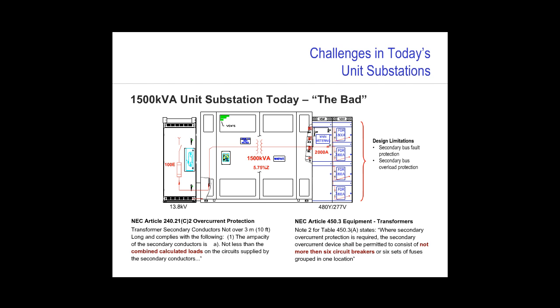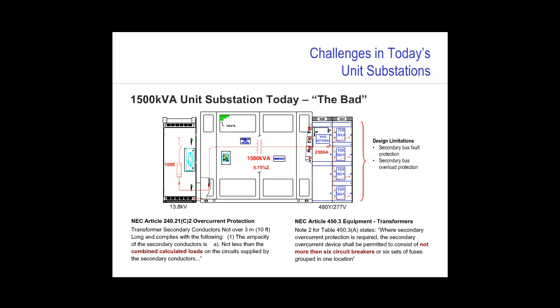You can see here that in this design we have some inherent limitations surrounding the secondary switchgear assembly. Off to the right, you can see I've listed that there really is no secondary bus fault protection, and also some issues with secondary bus overload protection. It's interesting that both of these issues can be traced back to the codes and standards under which we operate here in the U.S. In this case, I've referenced a couple of the sections from the 2008 National Electrical Code.